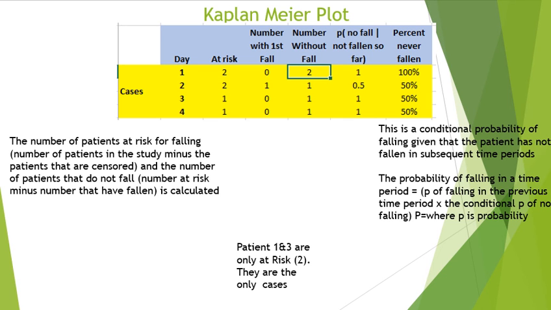Now we will compute the Kaplan-Meier plot for cases. The number of patients at risk of falling in the study and the number of patients that do not fall. This disparity, or minus figure between the two, will be calculated. To calculate the probability of the fallen, P of fallen in the previous time period times the conditional P, or probability, of none fallen. This will equal the probability for the data set for cases. Patients 1 and 3 are at risk. These are 2 cases.